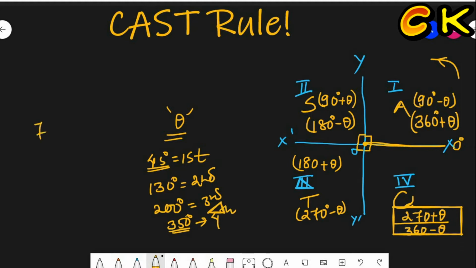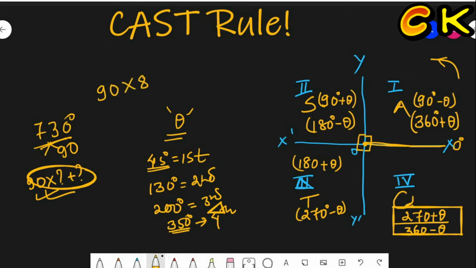Can you say in which quadrant 730 degrees lies? For that, we cannot say directly, so let's simplify it. First of all, we will divide it by 90. So 90 into how much plus how much is it? That you need to calculate. So it is 90 into 8 plus 10 degrees. 90 into 8 plus 10 means 730 degrees. So let's go 8 times. It is 8 times a multiple of 90. 90 degrees means one quadrant, so 8 times you should go.